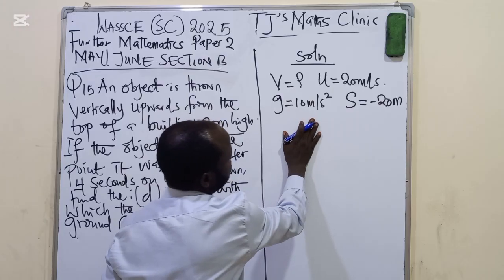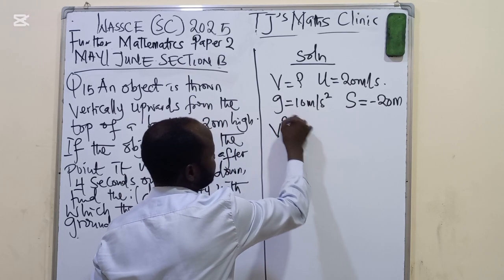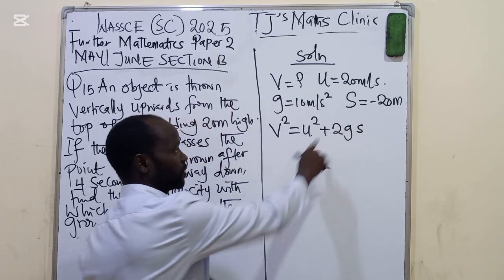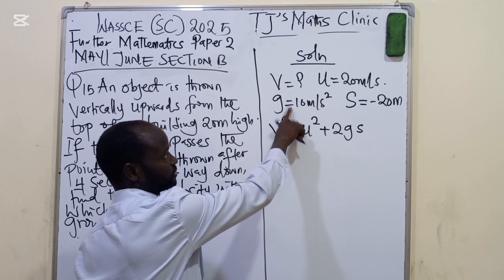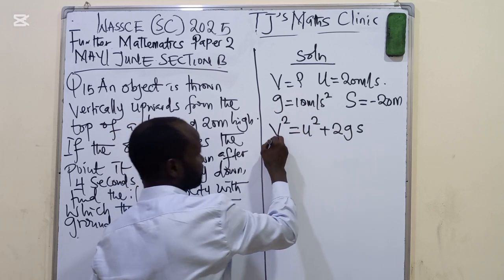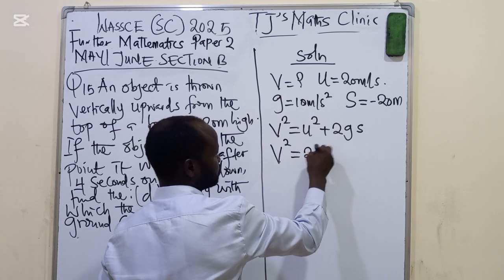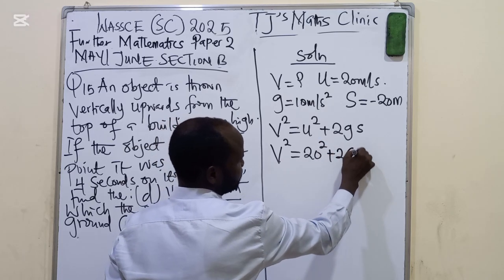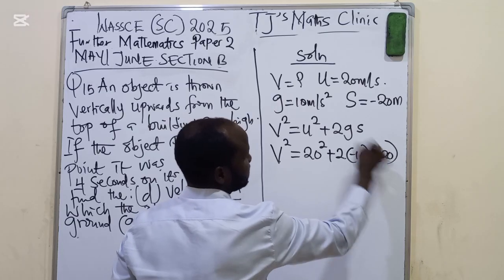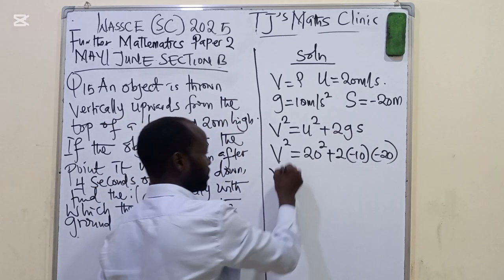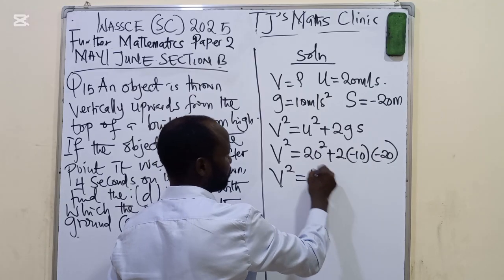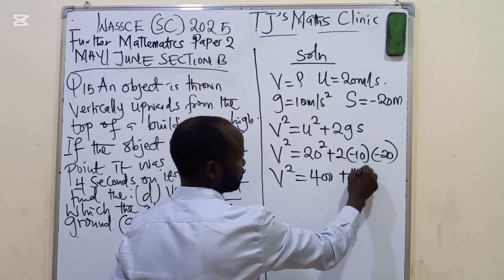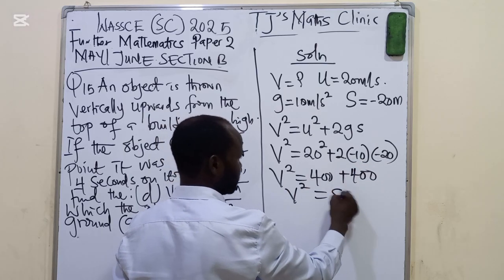So, which equation of motion are we going to use? We use v squared equals u squared plus 2gs. But this plus will turn to negative because the acceleration due to gravity is negative. So v squared now will be equal to 20 squared plus 2 times minus 10 times minus 20. V squared now will be 20 squared is 400, minus times minus is plus, 2 times 10 is 20, 20 times 20 is 400. V squared now will be 800.